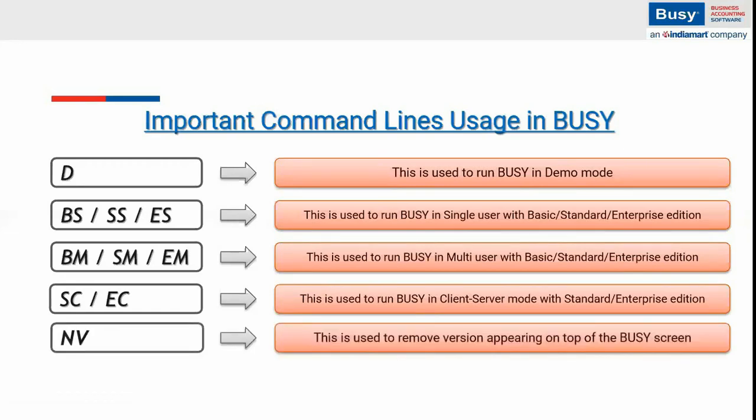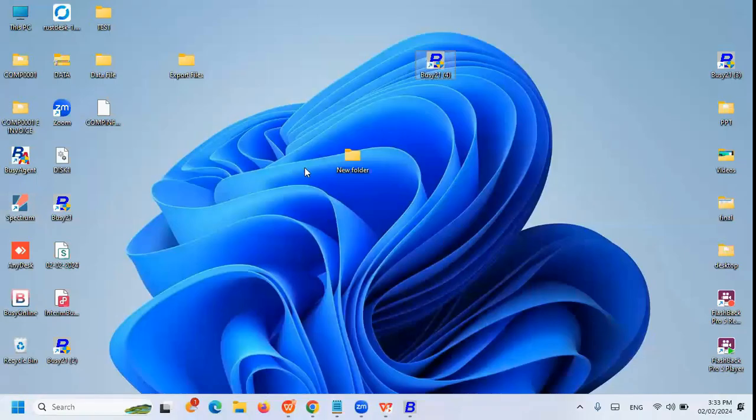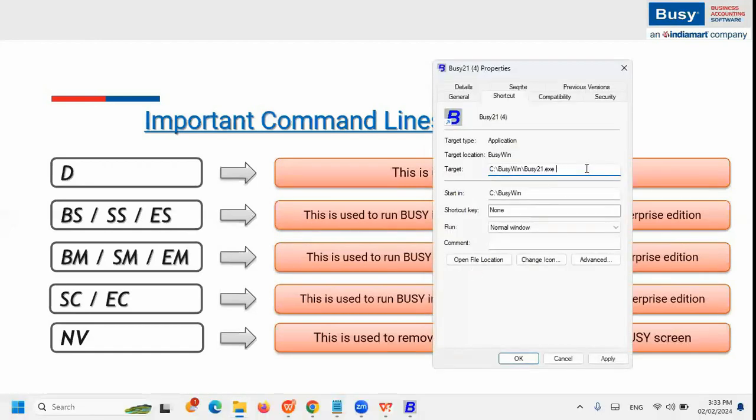Next, I can show you how to remove the version appearing on the top of the Busy screen. This is not that important, but if somebody asks this type of question, we have a solution here. As you see on my screen, at the top you will be getting the name Busy 21 Release 10.0. If you want to remove the 10.0, you have to use this command line argument NV. Just create one new shortcut on your desktop, and instead of SE, give the name NV and apply the changes.